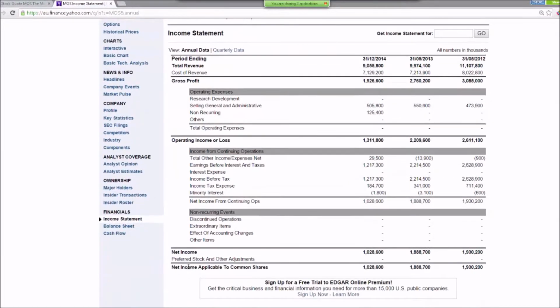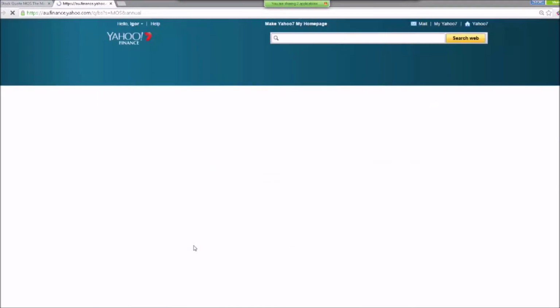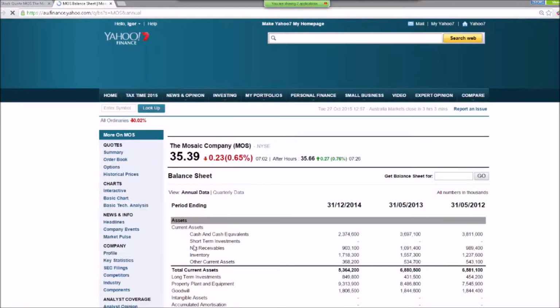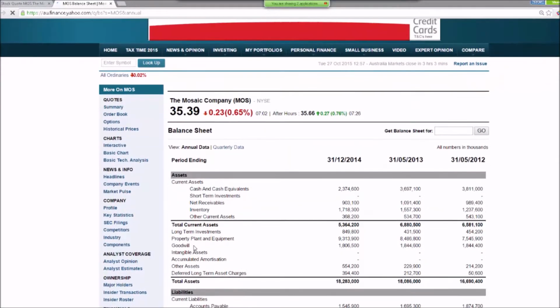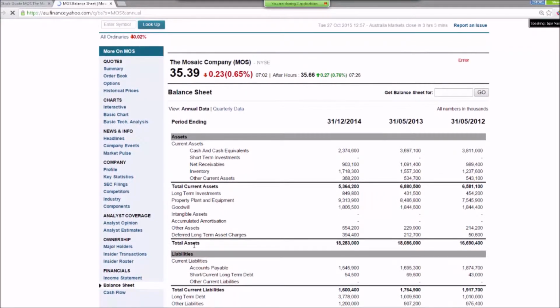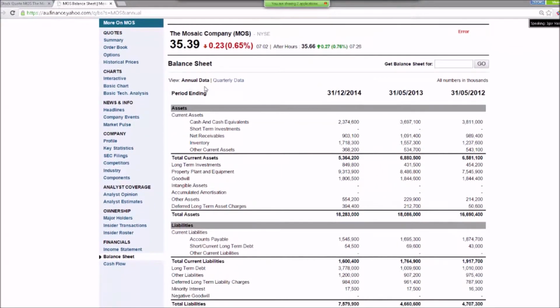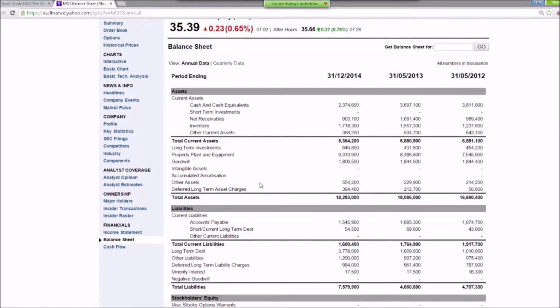Okay, so that's our income statement. The next one is the balance sheet. Always look at the balance sheet. So what is happening here, and again we can see it's annual data or quarterly data. Okay, and for us it's important that the company is increasing its assets value.